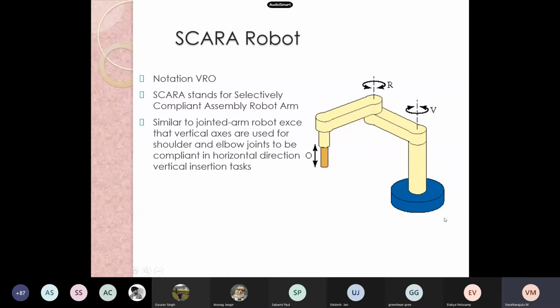And we need to start with base V, R, and O. O, we are well aware, is the orthogonal joint, where the two links are perpendicular to each other. Then we need to term it as O. Therefore, this type of joint is notated as V, R, and O. And SCARA stands for Selective Compliant Assembly Robot Arm. This is the SCARA robot, and we need to discuss a lot about the SCARA robot.